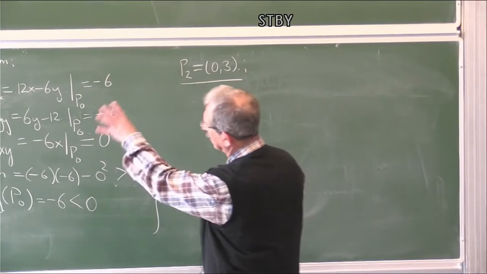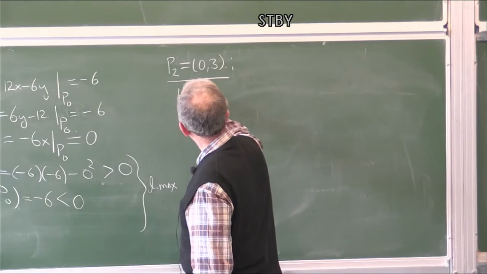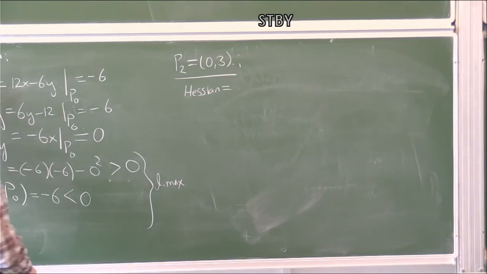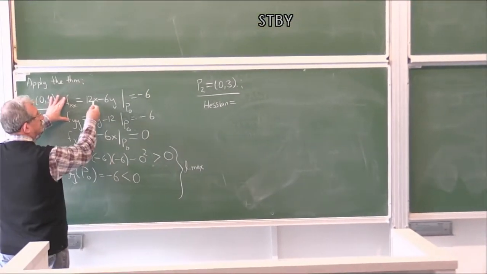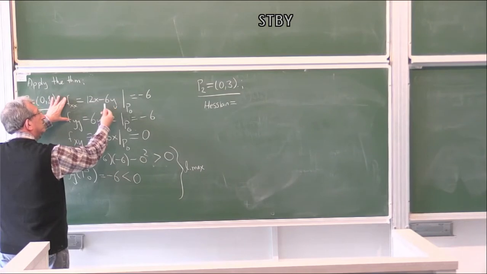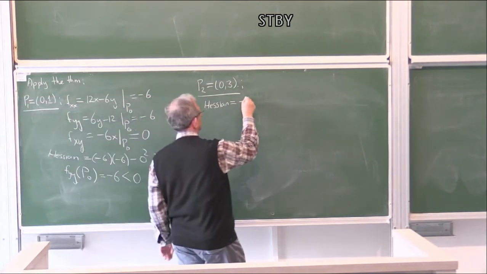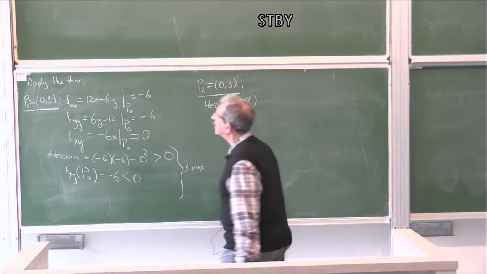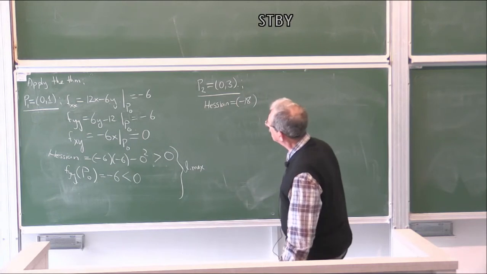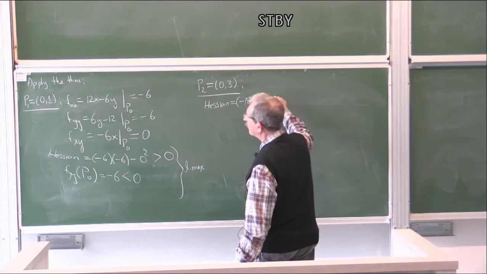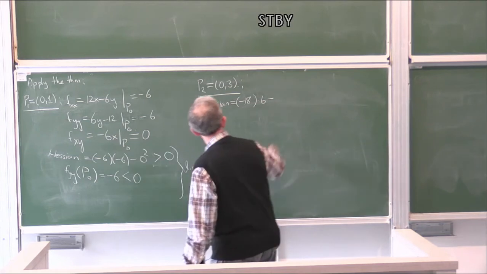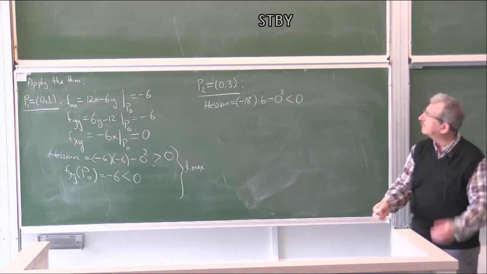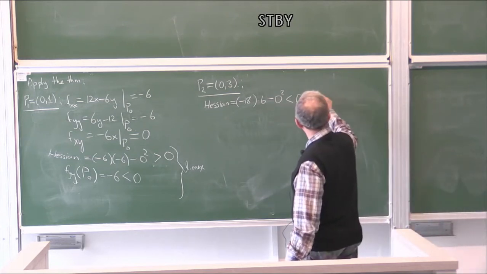I will not calculate these again. I will directly calculate the Hessian. Well, I have this product, but x is 0 and y is 3 now, so it is minus 18 times, y is 3, so that's 18 minus 12, which is 6, minus, well, x is 0, so it's negative. Now, Hessian negative says that it is a saddle point.